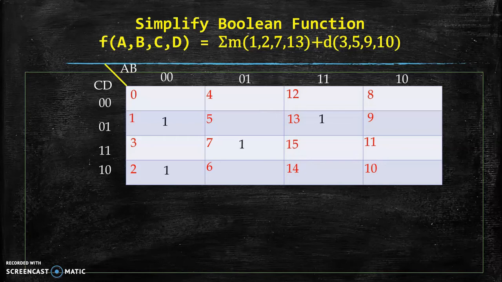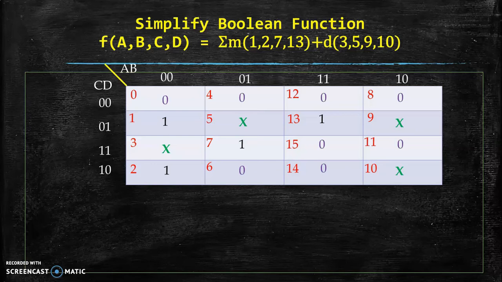Now we write ones in the given minterms, that is 1, 2, 7 and 13, and we have written ones. Next step is to put a cross sign in the cells which are given as don't care conditions, that is 3, 5, 9 and 10. So in 3, 5, 9 and 10 we have put a cross sign. In all other remaining cells we put zeros.